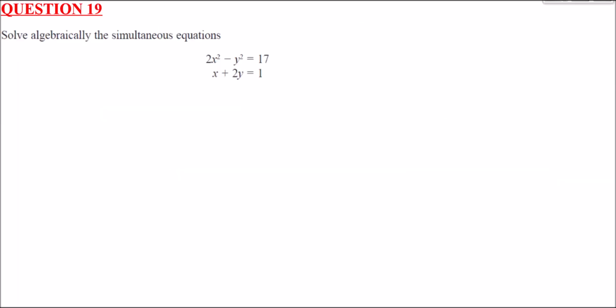Question 19. Simultaneous equations. This time we've got a quadratic one and a linear one, so this is going to be a bit tasty. So the only way we can do these is by substituting in a linear expression for either x or y into the quadratic one. So what I'm going to suggest here is we've got x plus 2y equals 1. We can fairly easily make x a subject here by subtracting 2y from both sides. So x equals 1 subtract 2y.